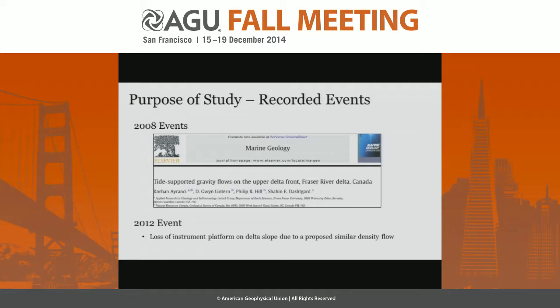So my study aims to understand the conditions at which unchanneled turbidity currents are triggered, and whether there are any similar conditions between these 2008 events and this 2012 event, because the data was being recorded at 2 different depths during these times.